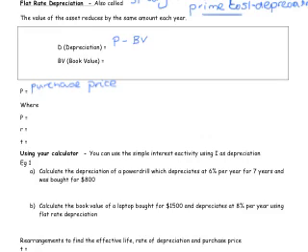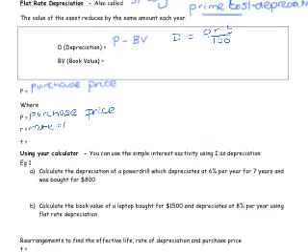Another way of looking at it is based on the purchase price, the rate of depreciation and the time. So we can say depreciation is purchase price times the rate of depreciation times time over 100. So P is purchase price, R is rate of depreciation, and T is time. And just like in simple interest or in any interest, the rate of depreciation and time need to be in the same time period.